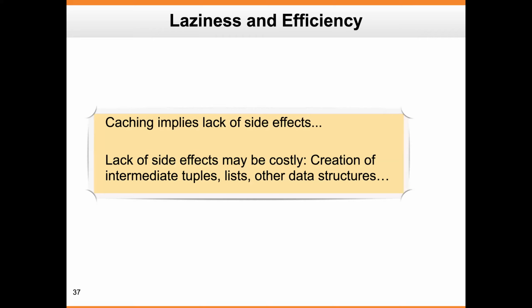But the lack of side effects may itself be costly, because, since we don't have mutable state, lack of side effects means we have a pure language, we have no mutable state. Everything has to be modeled as a function and function composition, which might require the creation of these intermediate tuple lists and data structures, which I talked about.